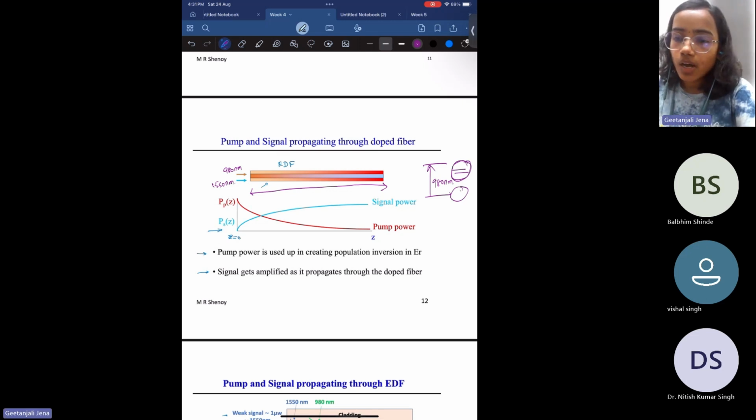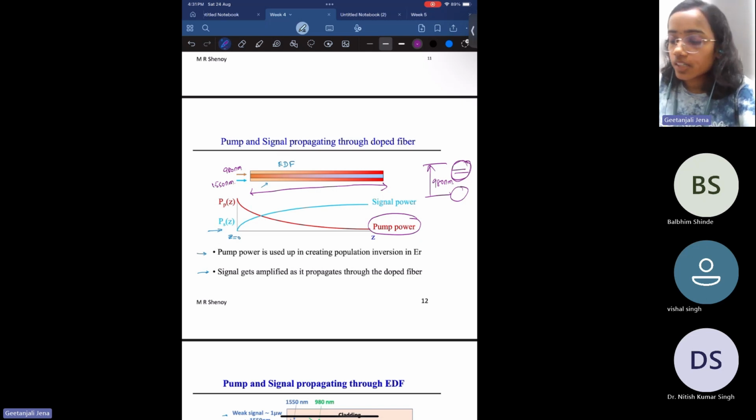So what will happen to the power then? It will decrease exponentially as it propagates through this fiber. Because of the absorption, if you see the red curve, the pump power will decrease over the length of the EDFA fiber.